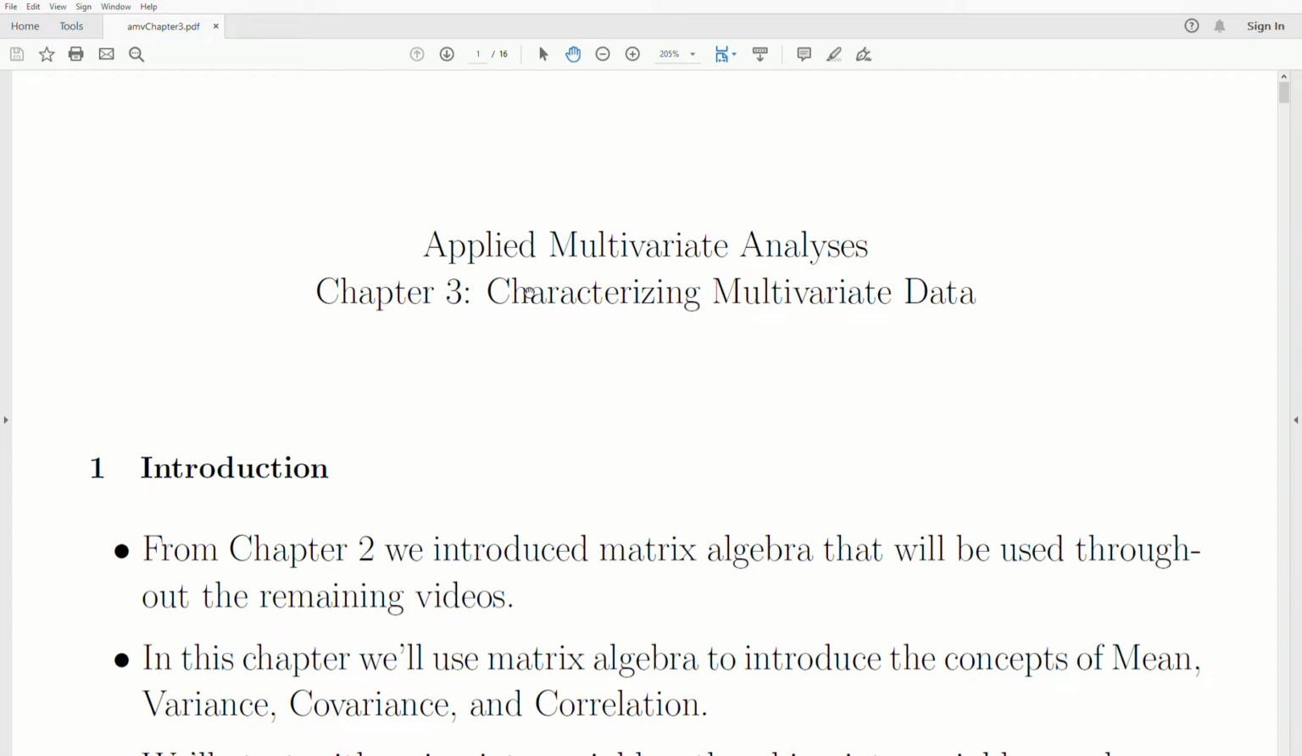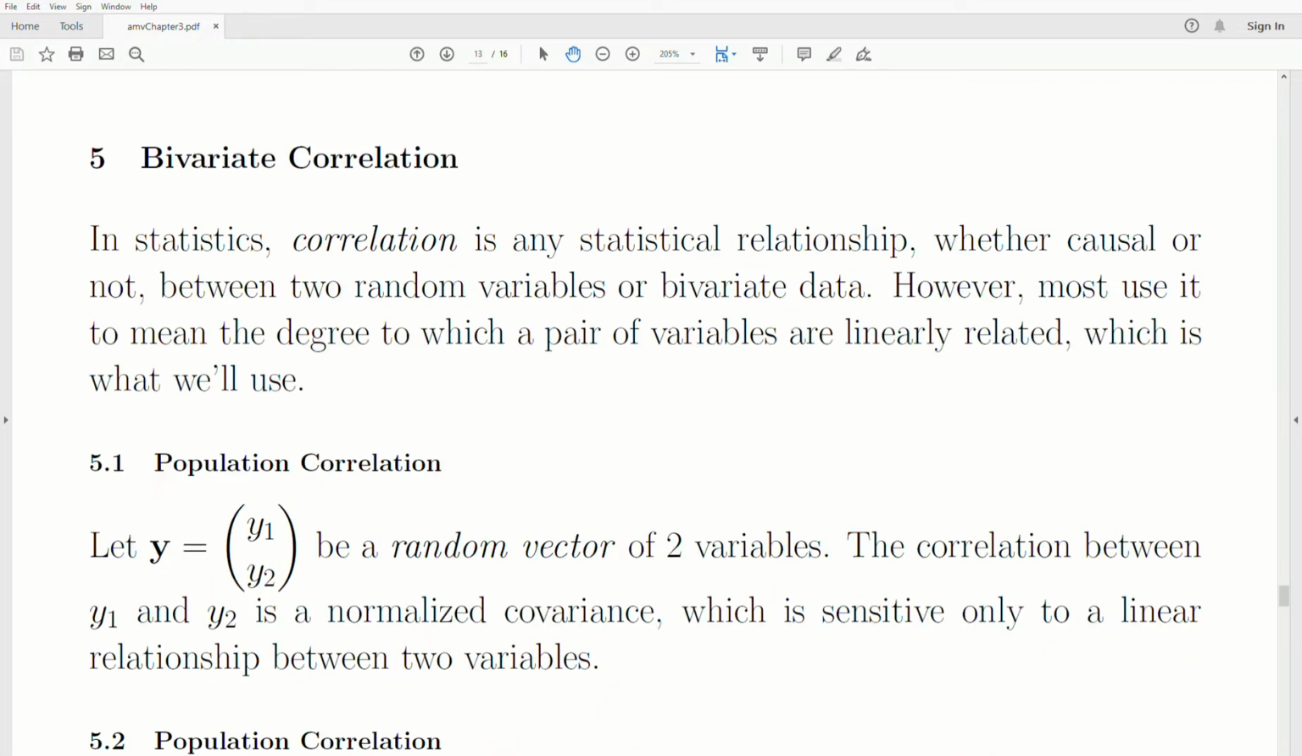Hello, this is the next video in a playlist that I'm calling Applied Multivariate Analysis. And we're in Chapter 3, part of this playlist, which I'm calling Characterizing Multivariate Data. So let's jump to today's topic, which is bivariate correlation.